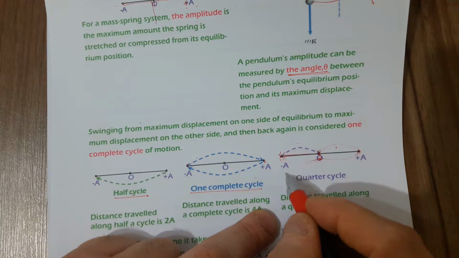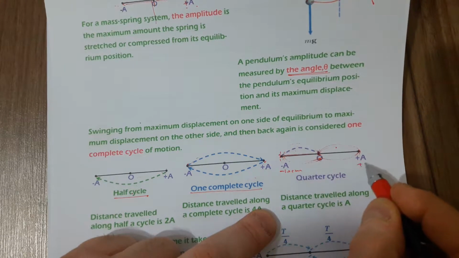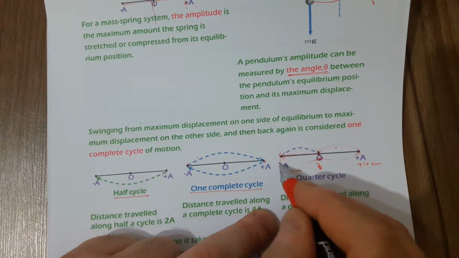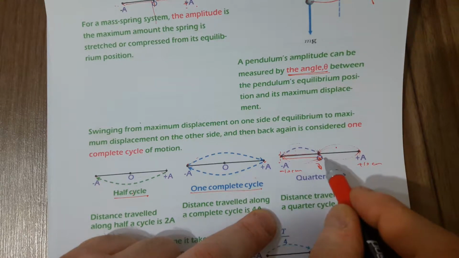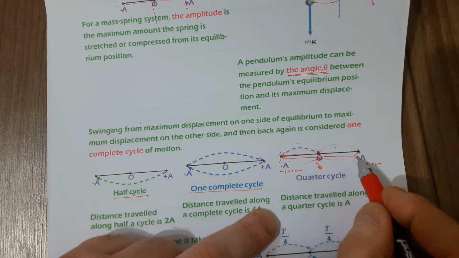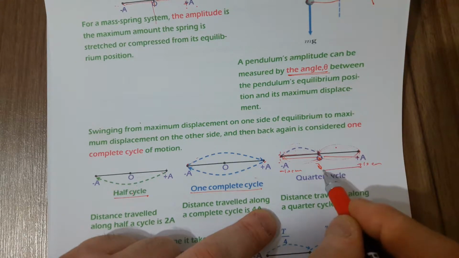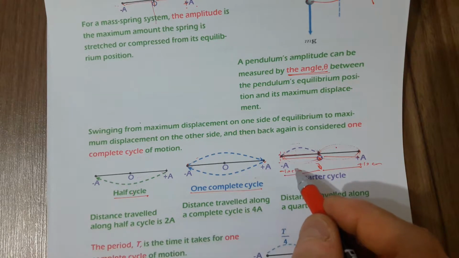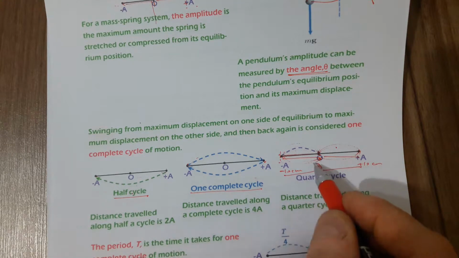That distance is A. So take a given number, say minus 10 centimeters or plus 10 centimeters. Here is 0. From 0 to minus 10, the distance is 10 centimeters. From 0 to plus 10, the distance is again 10 centimeters. From 10 to 0, it's again 10. From 0 to minus 10, again it is 10 centimeters. So the amplitude is 10 centimeters.